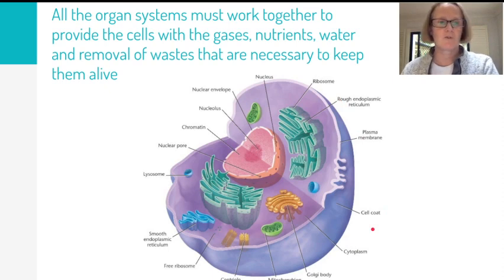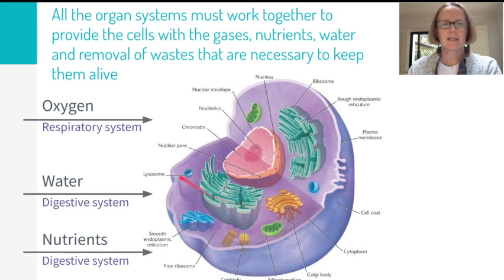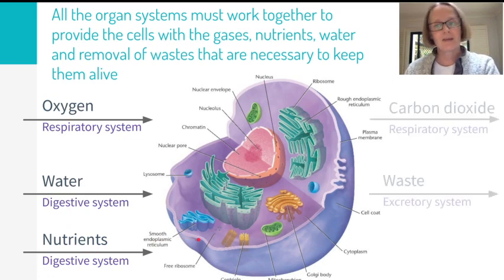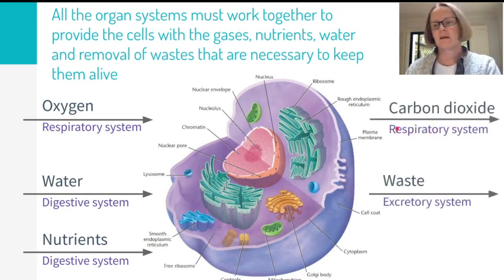that you can research and look up and find out the functions for. But in general, what we need in a cell or in a human is oxygen, and our respiratory system provides that to every single cell. We also need water and nutrients, and it's our digestive system that brings that towards every single cell in our body. And we need to get rid of wastes, carbon dioxide and wastes. Carbon dioxide is removed from our bodies by the respiratory system, and waste is removed by the excretory system.